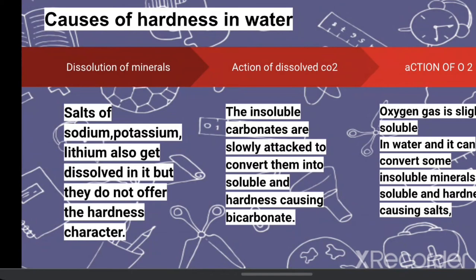Second are the causes of hardness in water. There are three causes: dissolution of minerals, action of dissolved CO2, and action of O2. The first is the dissolution of minerals. Salts of potassium, sodium, and lithium also get dissolved in it, but they do not offer the hardness character.